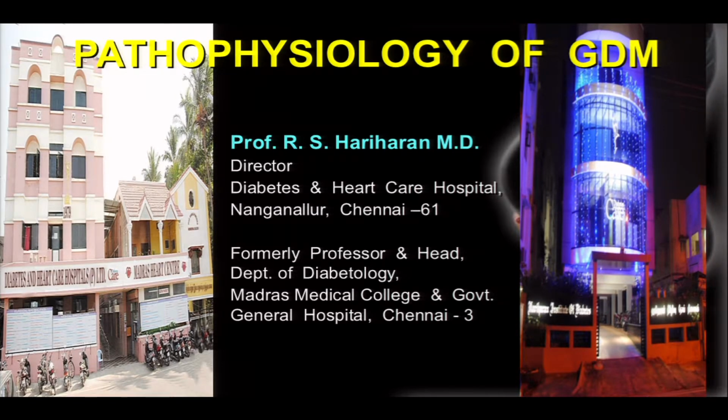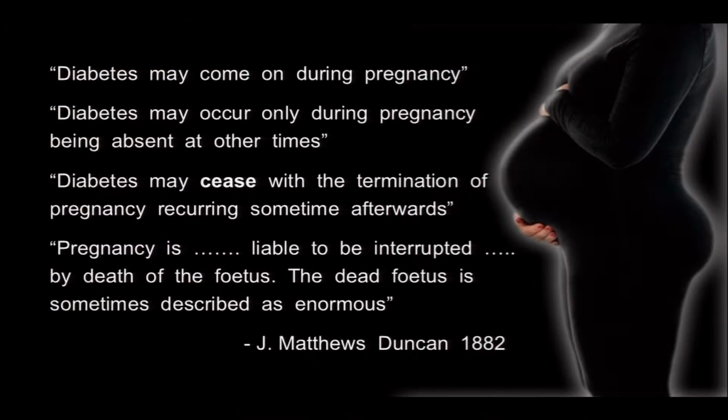Without wasting much time, I will go on to the pathophysiology of gestational diabetes. No talk on gestational diabetes can go without a proper introduction of the topic by none other than Matthew Duncan, who said that diabetes may come on during pregnancy. Diabetes may occur only during pregnancy, being absent at other times. Diabetes may cease with the termination of pregnancy, recurring sometime afterwards. And pregnancy is liable to be interrupted by death of the fetus, and the dead fetus is sometimes described as enormous. In fact, he has covered the whole gamut of diabetes complicating pregnancy.